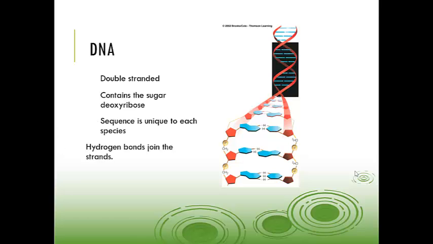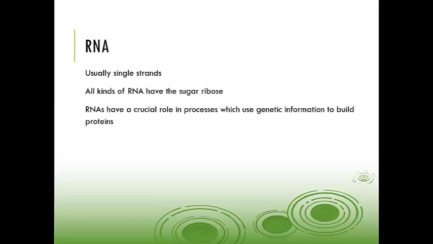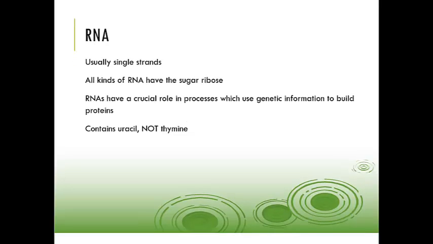The sequence is unique to each species. Hydrogen bonds join the strands together at those nucleic acids. And again, remember that it contains thymine, not uracil. RNA is usually single-stranded, and all kinds of RNA have that ribose sugar. RNAs play a crucial role in transcribing and translating our genetic information to build our proteins. Recall here again that it does contain uracil, not thymine.